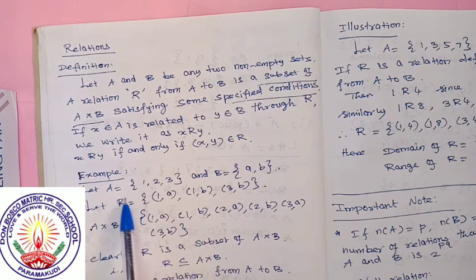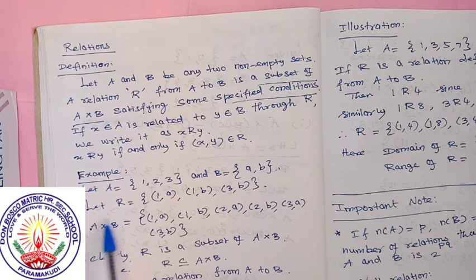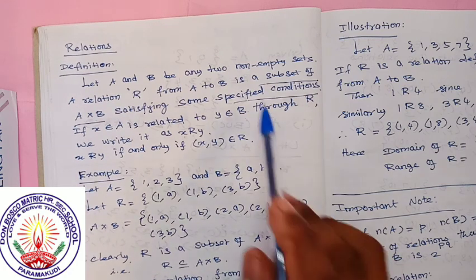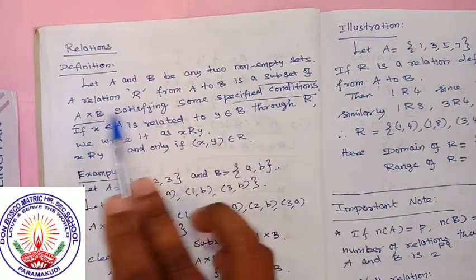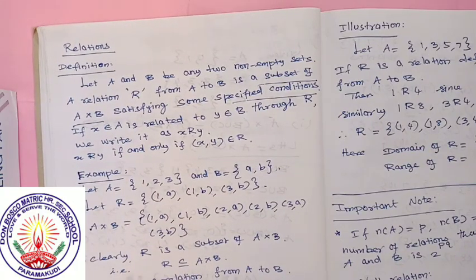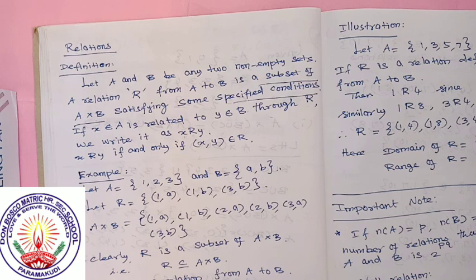Therefore, every element of R is also an element of A cross B. Therefore, R is a subset of A cross B. Therefore, R is a relation from A to B, because a relation is a subset of the Cartesian product. Here also the relation is a subset of the Cartesian product. Therefore, R is a relation from A to B.